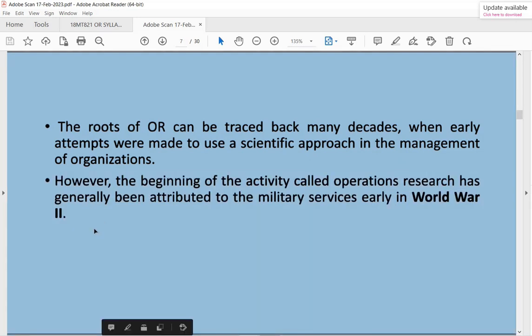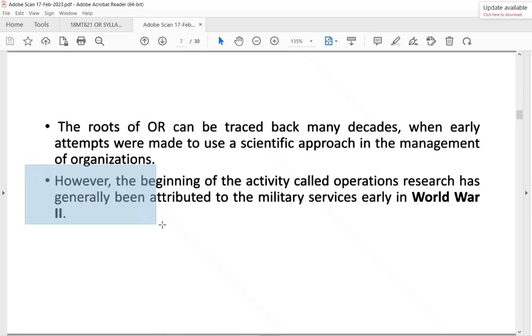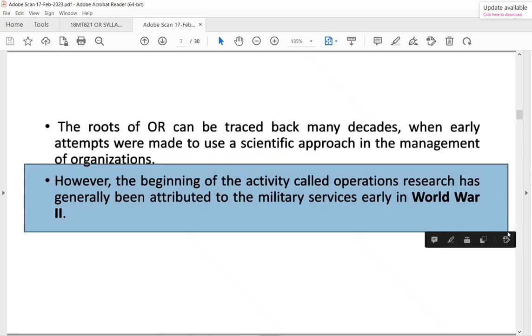Second, during World War II, operations research was used especially for military services, because many attributes are present in military applications. There also this operations research was used during World War II.